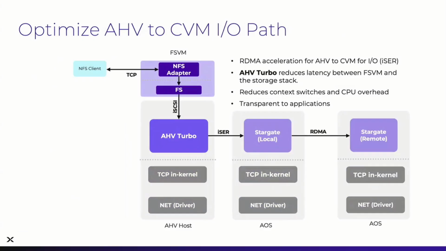The second thing we did is we introduced this feature in our hypervisor called Turbo, which is, again, transparent to applications. But it allows us to go a fast path between our hypervisor and our storage stack, right? So it bypasses the kernel on the host machine and goes straight between two user processes that are running on the same node, right? And that we call AHV Turbo, and it provides iSCSI access over RDMA. So that's the fast path on the data path.